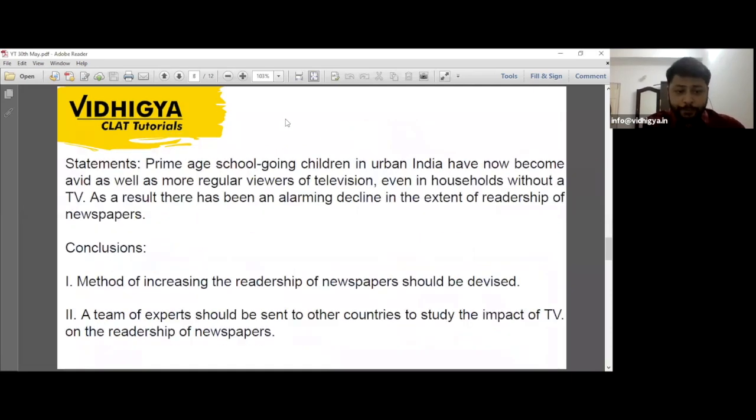Now the next question. This is the last when we talk about the statement based reasoning questions, and then we'll move towards the paragraph based questions. So we'll try and apply the same concept in the paragraph based questions.